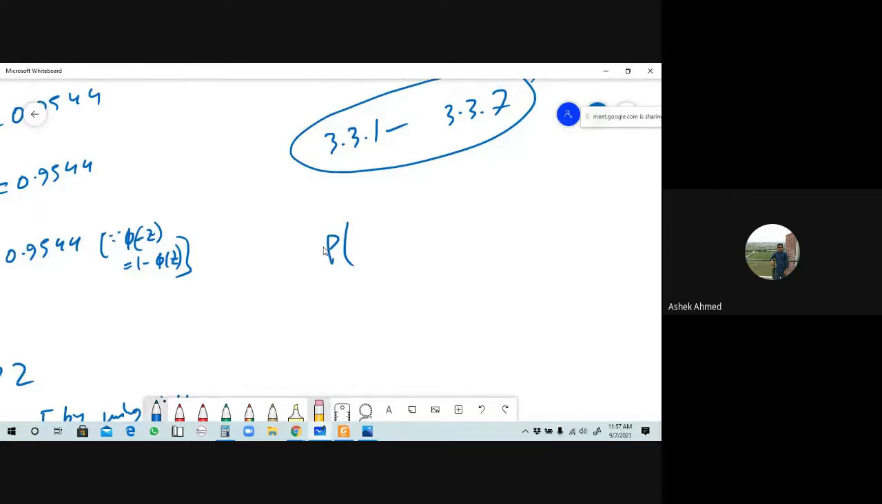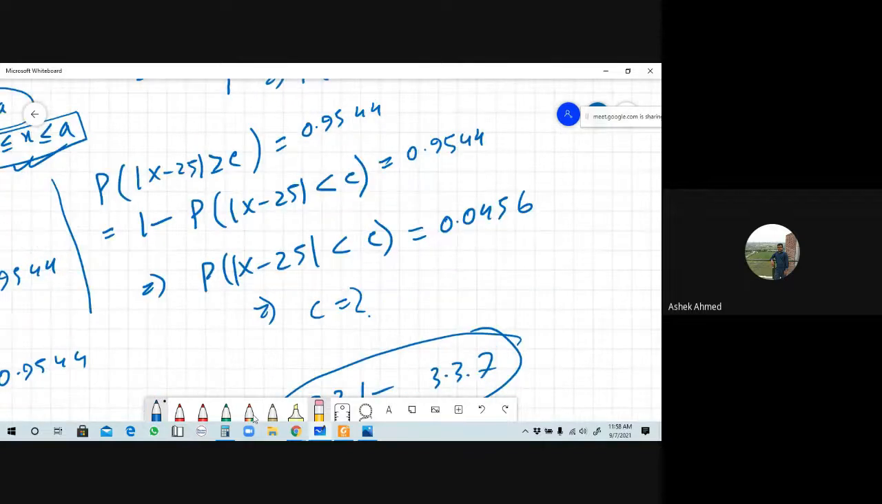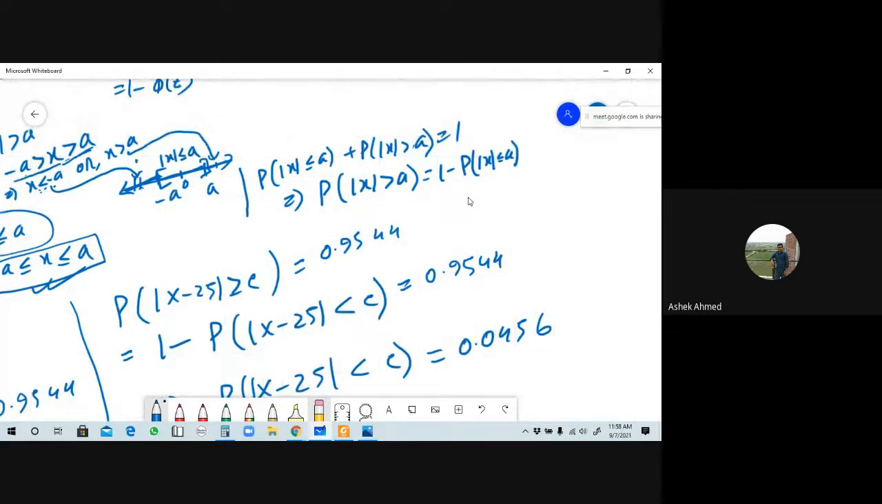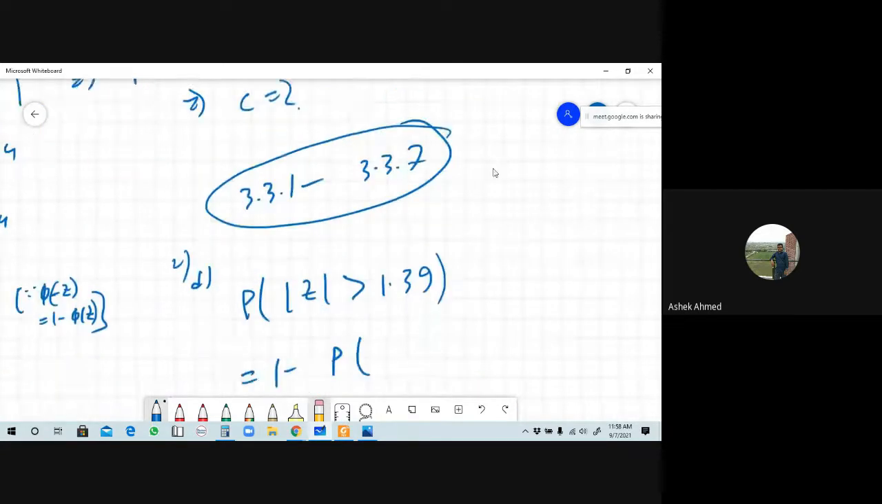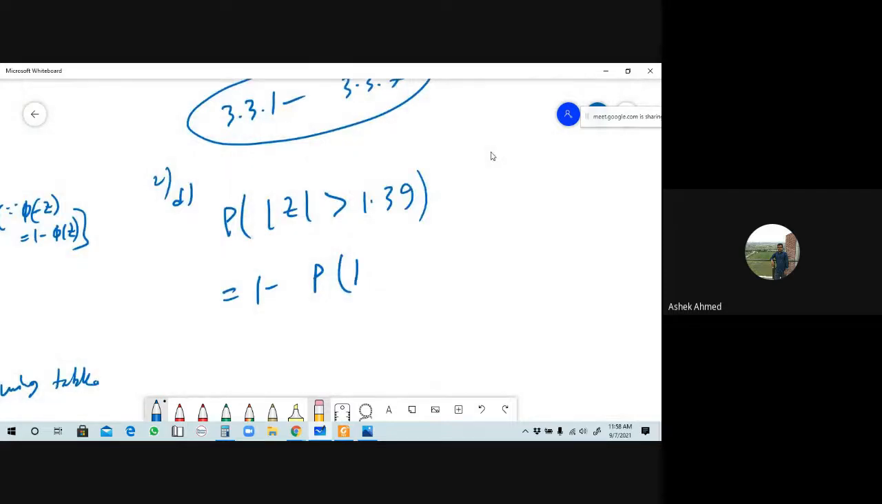ডি নাম্বারটা কি আছে, probability of d number 2d. Okay, absolute value of z is greater than 1.39. Okay, can you say this will be 1 minus probability of this is greater than, so you have to convert this greater than into less than by using which formula, this formula দেখা যায়। so that will be absolute value of z is less than or equal to, greater than আছে, that will become less than or equal to 1.39. Answer not, tell me.